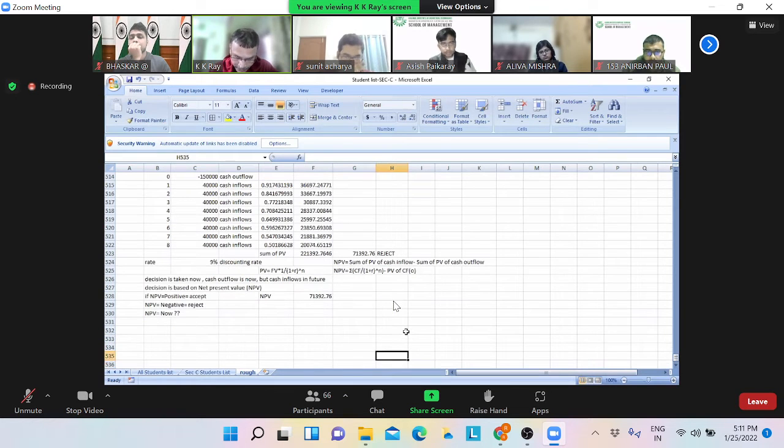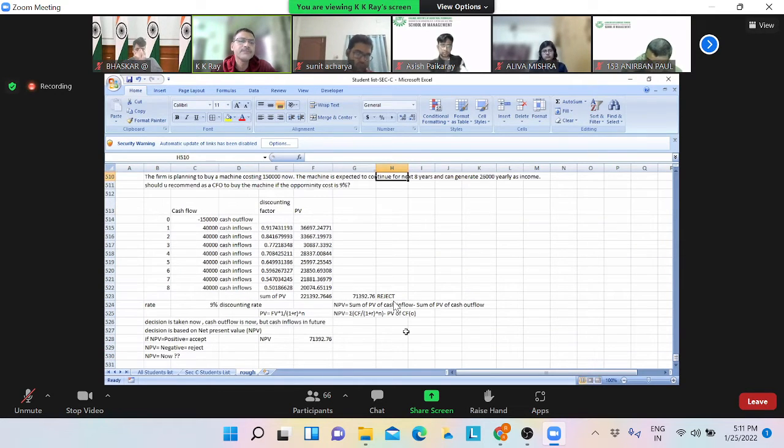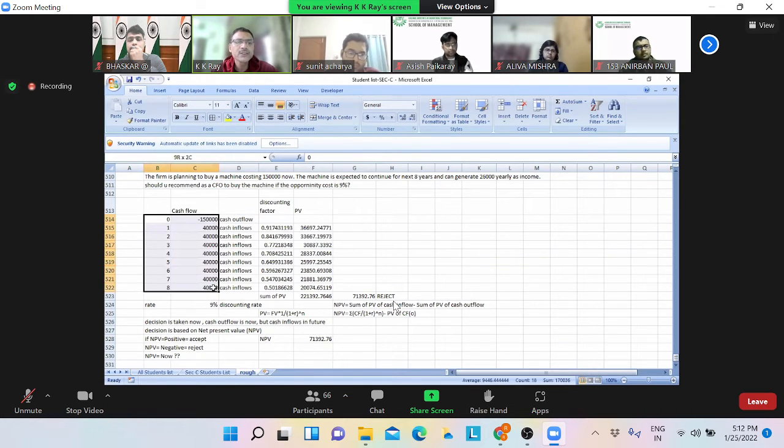Another is IRR. This is a very interesting concept called IRR. Suppose, for example, this 9% is not given to you. You don't know what 9% is. Your cash inflows are like this and your outflow is this. I'll ask you, what is the rate of return that you are getting on this type of cash flows?